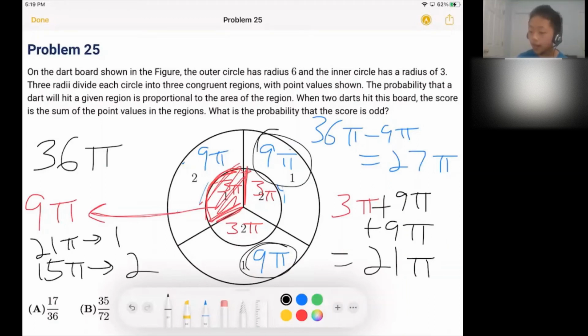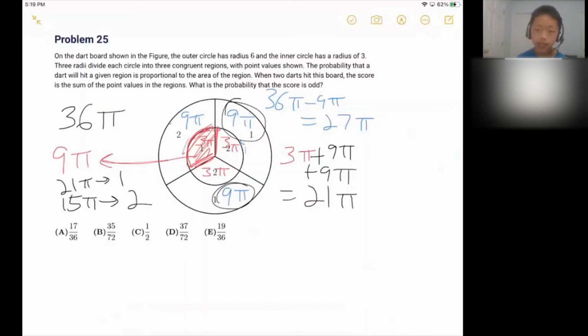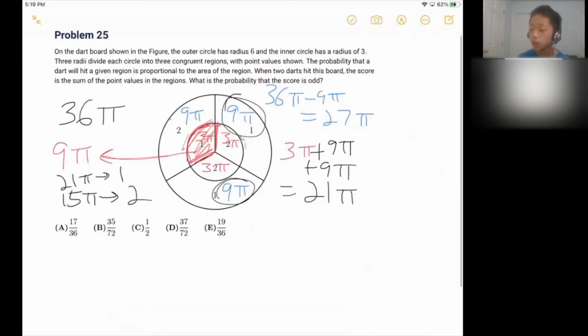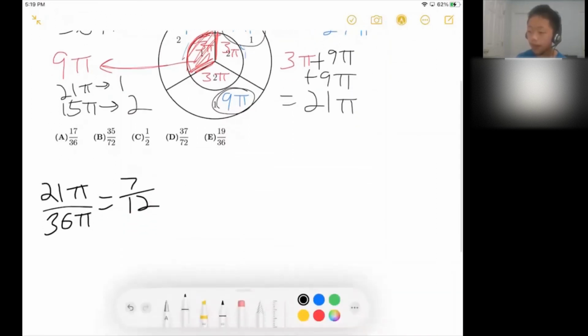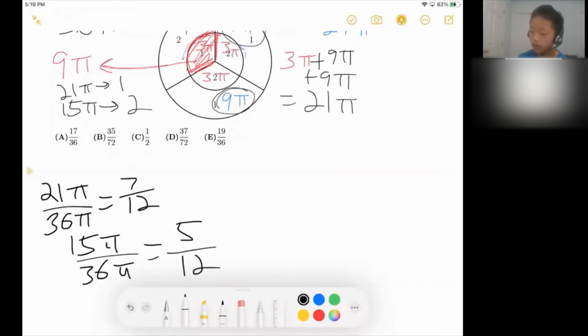So we're given that it's proportional. The probability of hitting a number is proportional to the area of the region. So that tells us that the probability of hitting a 1 is 21 pi divided by 36 pi. So that's 7/12. And the probability of hitting a 2 is 15 pi over 36 pi. So that's 5/12. Now, normally in probability problems, we would find the number of successes over the number of possible outcomes. But another way of finding probability, less commonly seen but occasionally appearing, is if you have independent events, then you can multiply the individual probabilities that each event occurs.